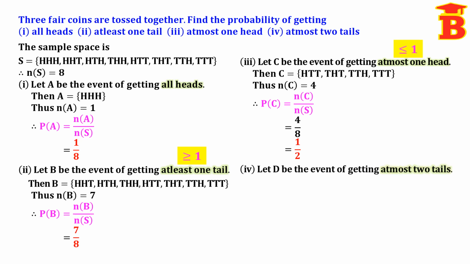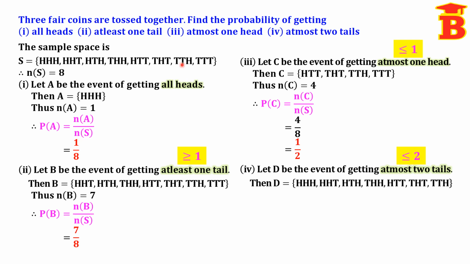Next, fourth question, at most 2 tails. Let D be the event of getting at most 2 tails. At most 2 means less than or equal to 2. So just now we discussed the third subdivision. At most 1 means less than or equal to 1. Here at most 2 means less than or equal to 2. So take and write less than or equal to 2 tails possibilities.